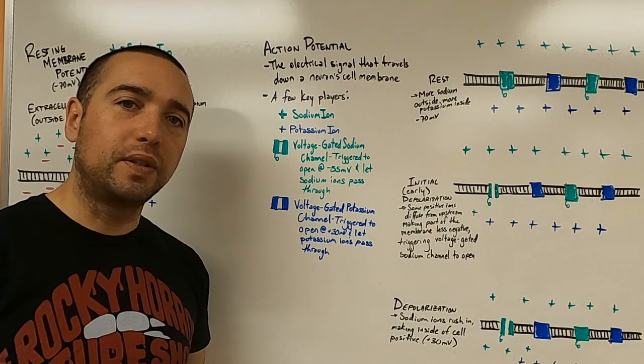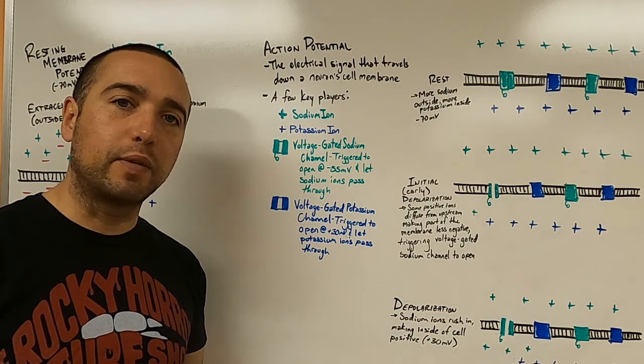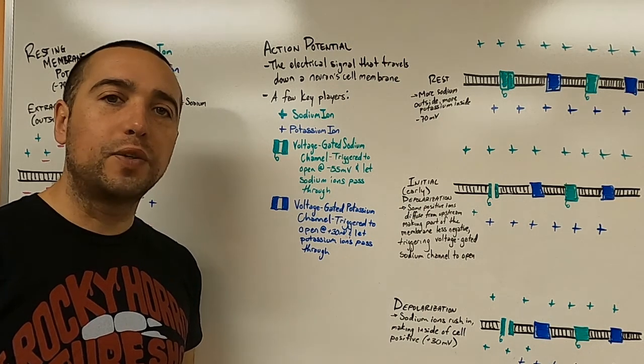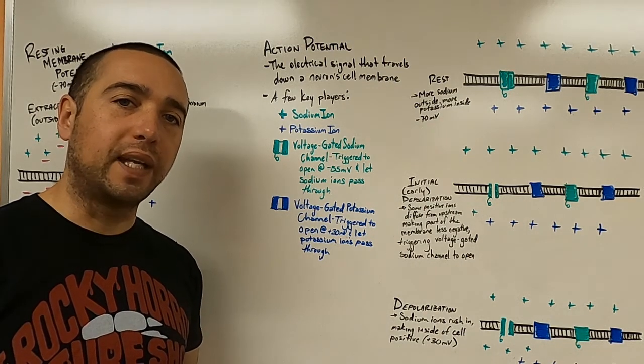If the electric potential at that part of the membrane is positive 30, then these will open. And they close when it gets back down to -70.